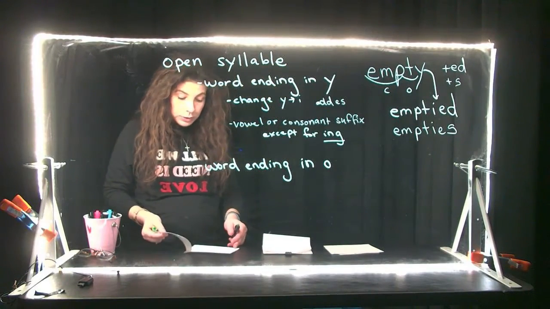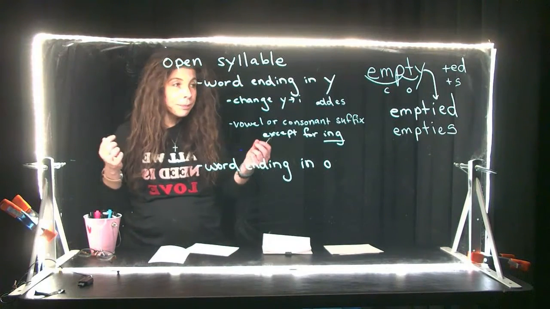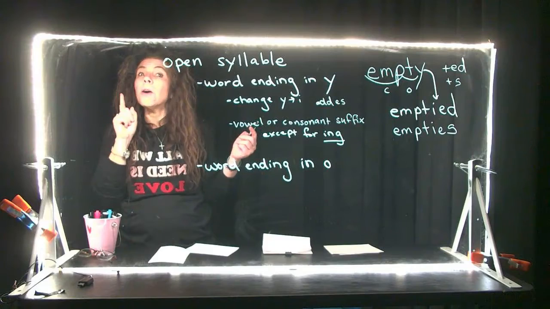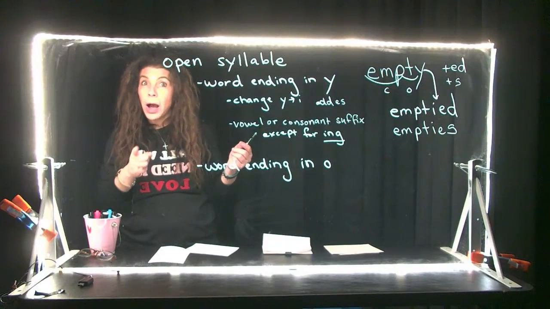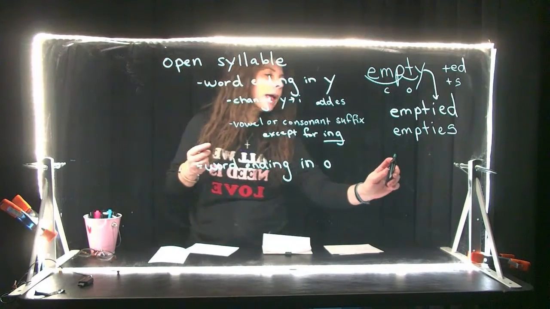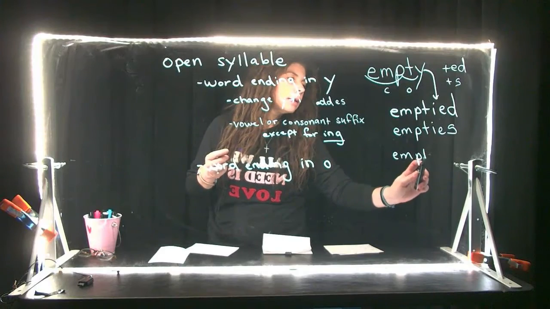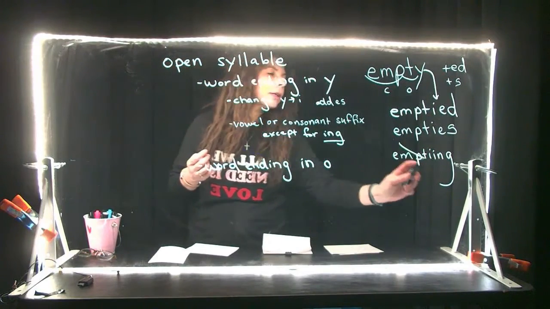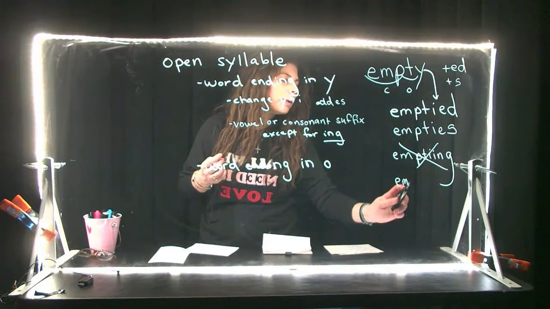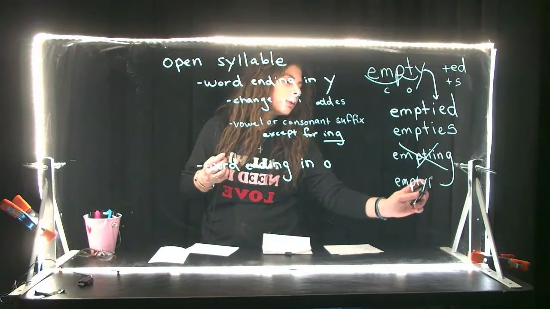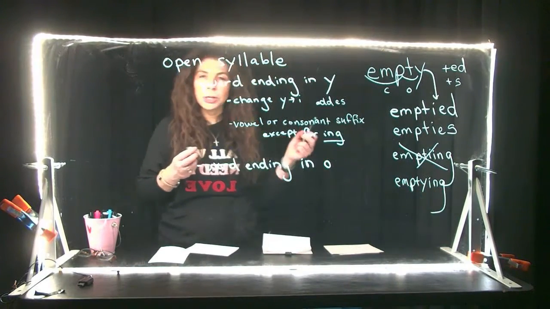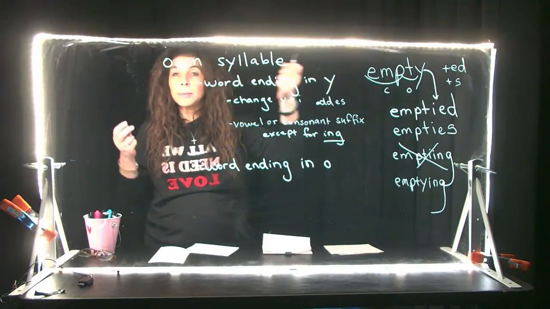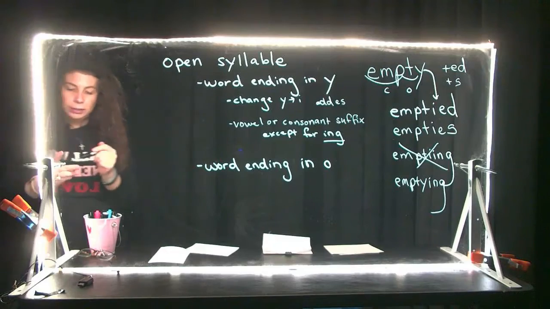Now, if I want to say we are emptying the trash, that's the only time you keep the y, because we're not going to write emptying. We're not going to do that. That makes no sense. That's the only time you keep that y, is when you add ing. All of the other times you change the y to an I and you add es. So that's a two-syllable word, but it works even for a one-syllable word.